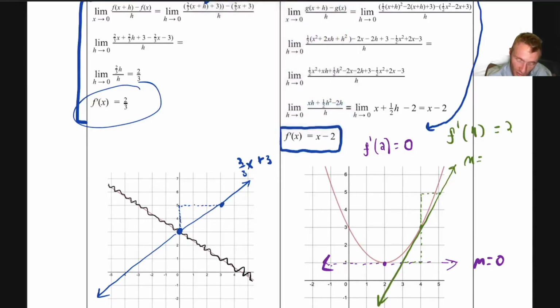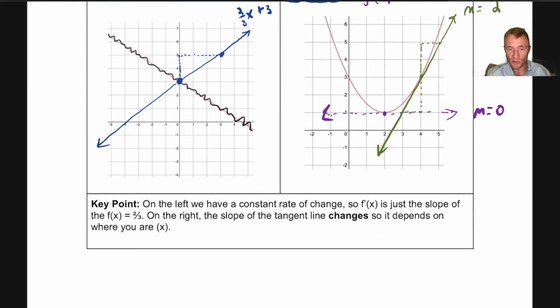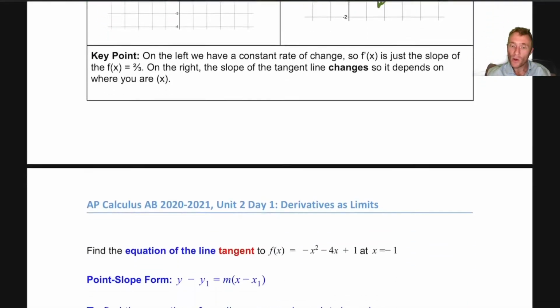And so it's the difference between, do we have a constant rate of change or do we have a changing rate of change, whether or not our derivative has variables in it. So that's one thing I wanted you to notice. And then here's just one more, then key points written there, same thing. One more thing.